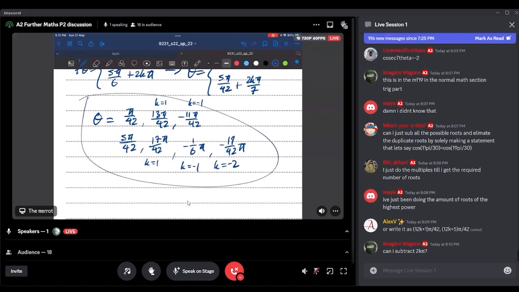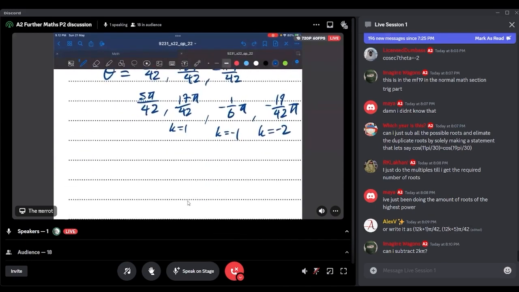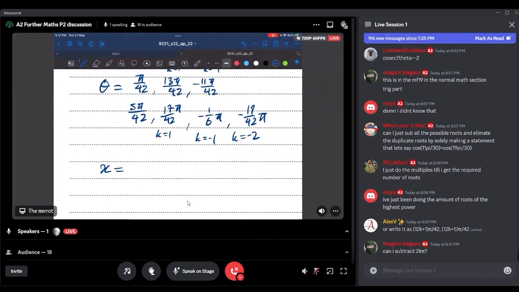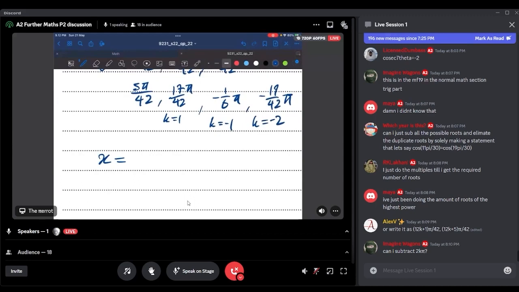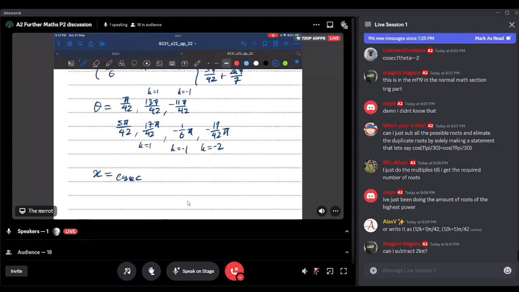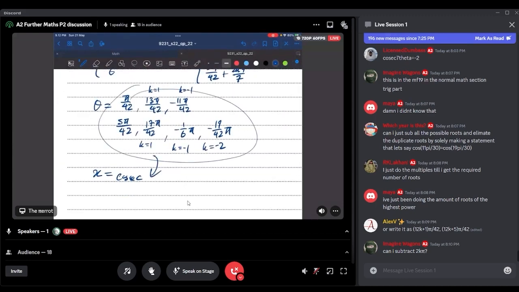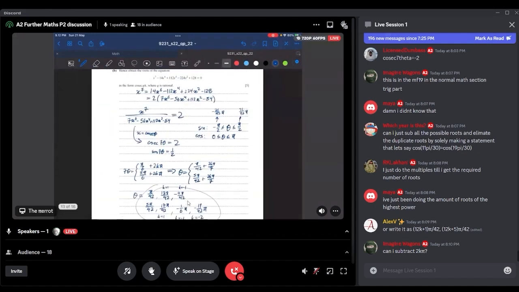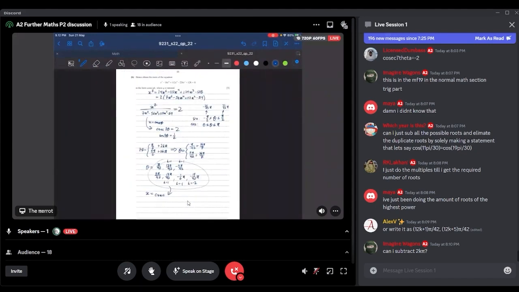And then x is what? Oh wait, sorry, just theta, and your x is just the cosecant of all of these. 5 marks. Any questions? So that's the answer. Just put all the thetas inside the cosecant, and that's the answer to finding the roots. Any questions, guys? Anything confusing? Okay.